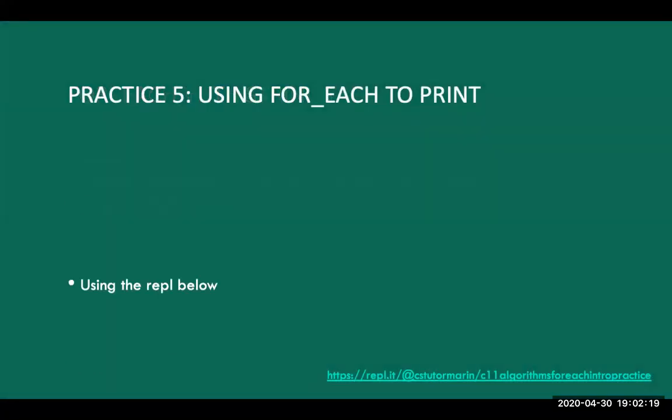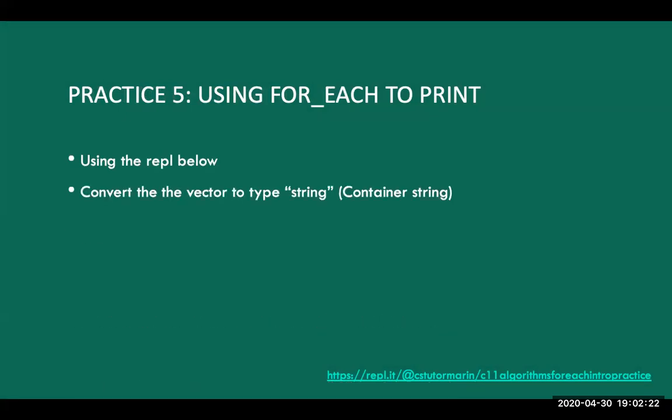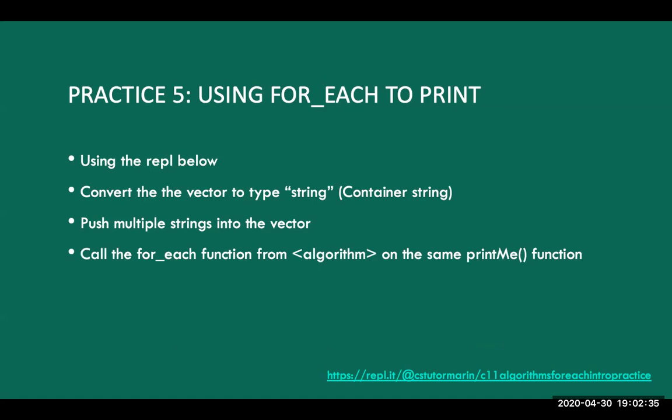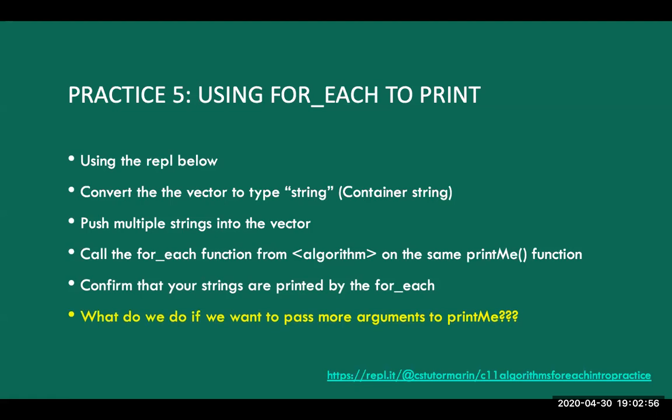So I'm going to have you do a very minor tweak on this. Convert the vector type in here to string, and then just pick some words at random and push them into the vector, some strings, okay? So it should all be very familiar to you. And then call the for each function using the print me function that I've written for you. I think it's all written for you. And just see if you can use for each to print out each of those individual words, right? You should see those things print out, each one that you add. So try that, super simple.